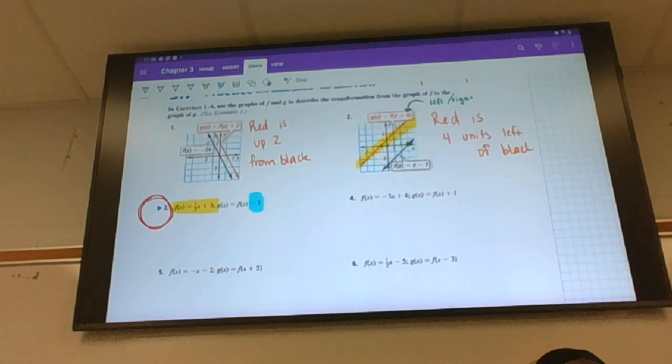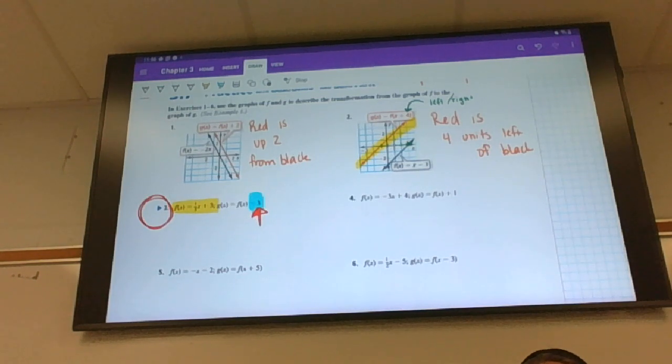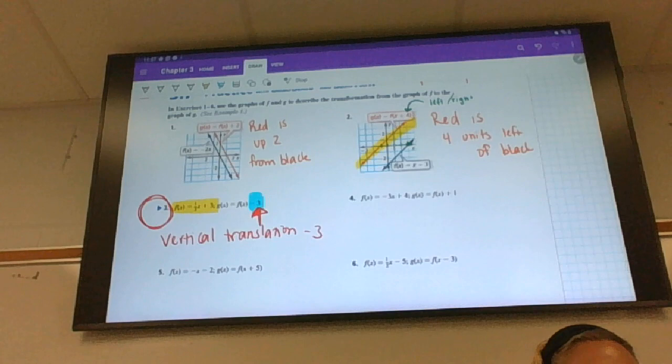Well, let's think about a minus 3 at the end of a function. How could a minus 3 at the end affect a graph? It's going to affect the y-intercept. Specifically, what will it do? Aaliyah, what do you want to say? Yeah, tell me what it is. Yep. This is a vertical translation of -3. A lot of you guys knew it. Good job. You want to try again, Rigo?